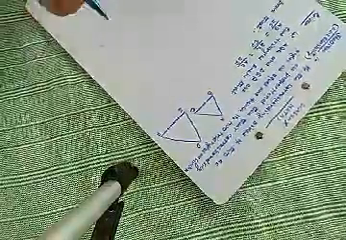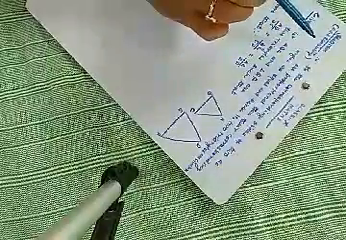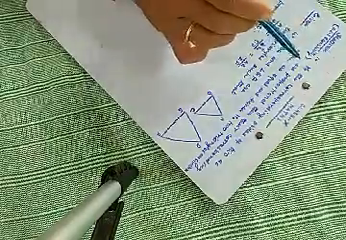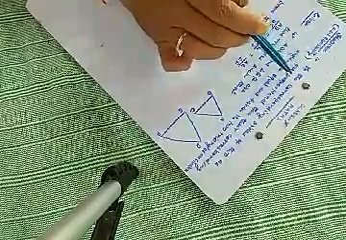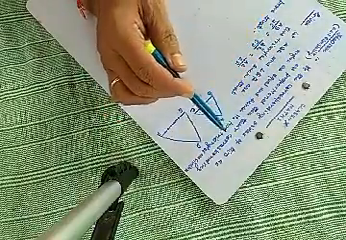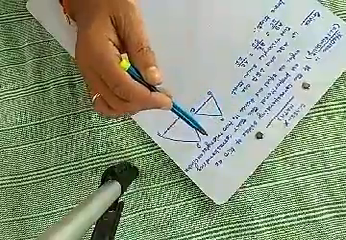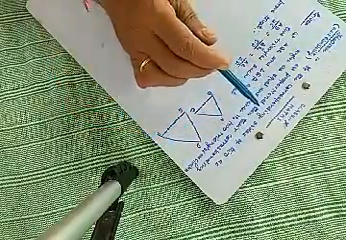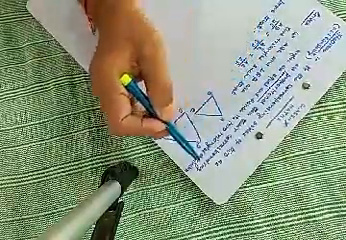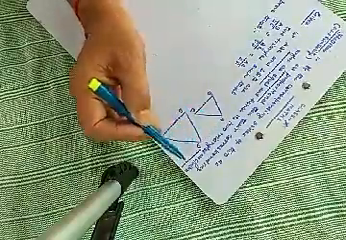Good morning, students. Today I am going to prove the second theorem of similarity, that is SSS similarity. The theorem is: if the corresponding sides of two triangles are proportional, then their corresponding angles are equal and hence the two triangles are similar.